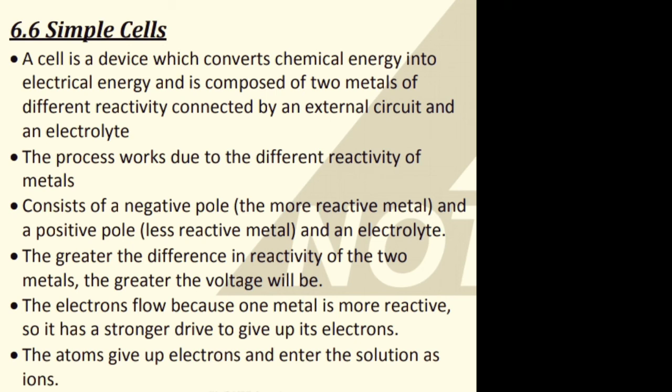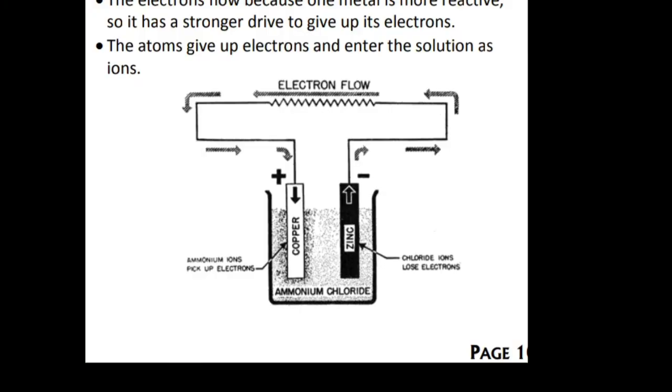A simple cell consists of two metals with different reactivity, one with a higher reactivity and one with a lower reactivity. The highly reactive metal acts as anode and loses electrons, and the less reactive metal acts as cathode and receives electrons. These two metal electrodes are inserted in an electrolyte and connected with a voltmeter.